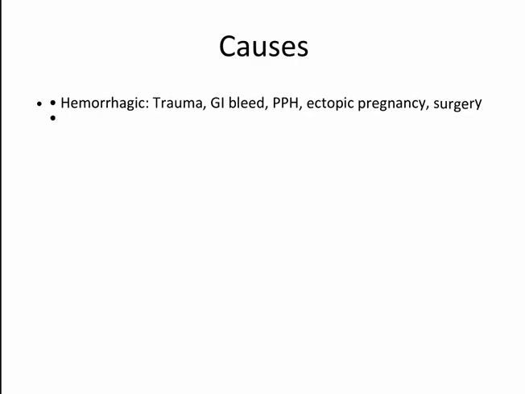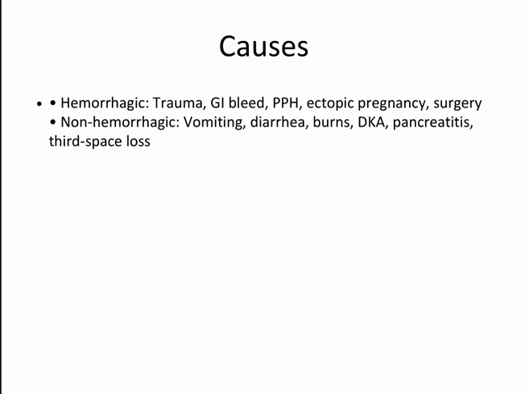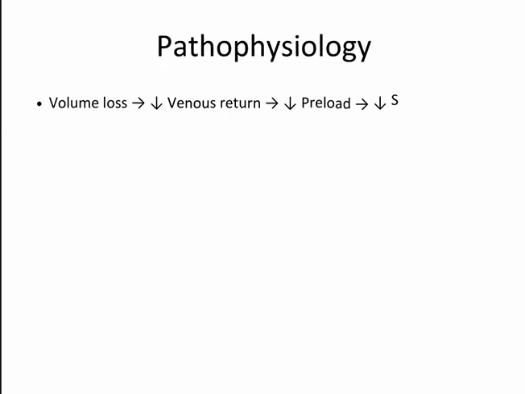Let's talk about the causes of hypovolemic shock. There are two causes, hemorrhagic and non-hemorrhagic. Under hemorrhagic, for example, trauma, GI bleed, ectopic pregnancy, postpartum hemorrhage, surgery, and non-hemorrhagic, vomiting, diarrhea, burns, diabetic ketoacidosis, pancreatitis, third space loss. So let's talk about the pathophysiology.